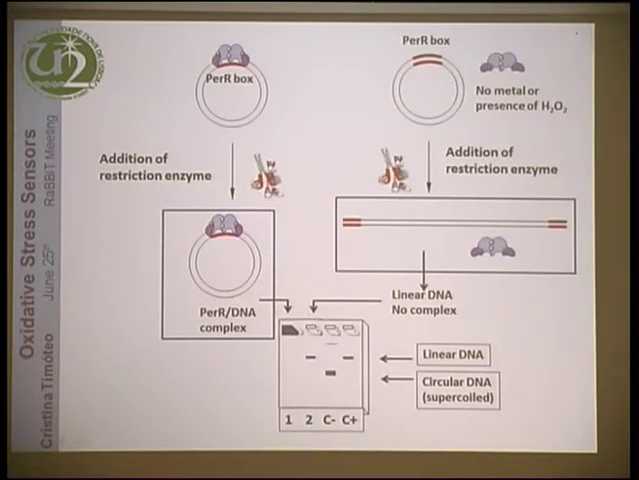But what in fact happens is that when we run this DNA in gel electrophoresis, this complex stays in the well and does not migrate in the gel. And when we have this linear DNA without the protein bound, then we have a band which corresponds to the linear DNA.